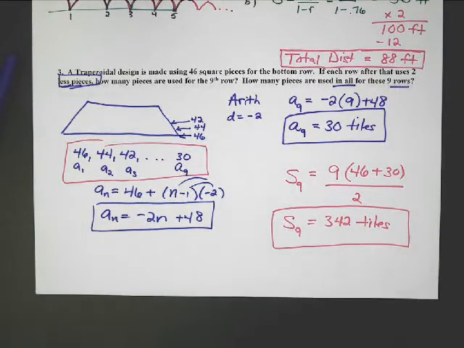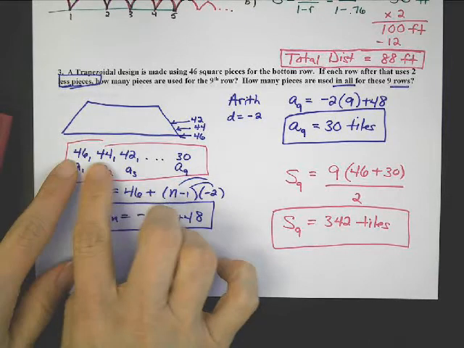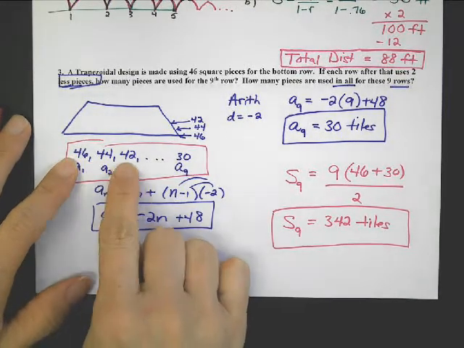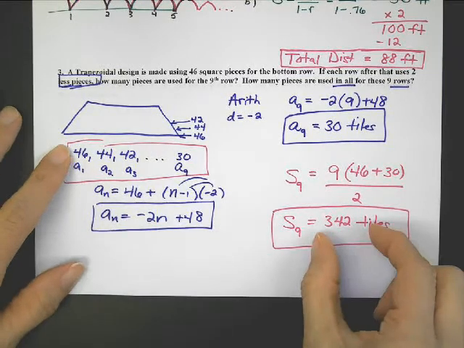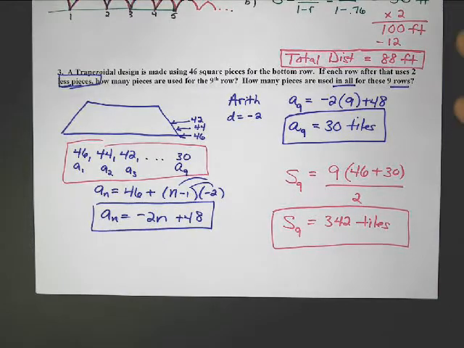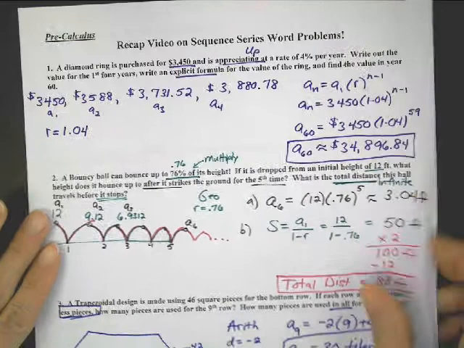342 tiles. There's also ways to kind of check. I know that adding all these nice numbers is not going to be a decimal. I'm also noticing that they're all even numbers, so my answer is going to be even. So if you get something really crazy, you could go ahead and think and see if it's going to work out. All right, let's review a couple more.